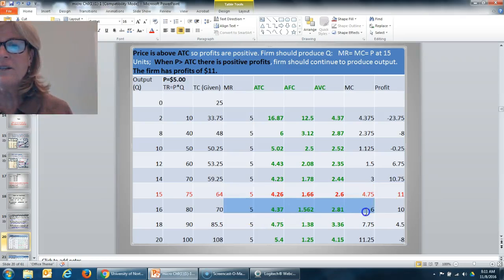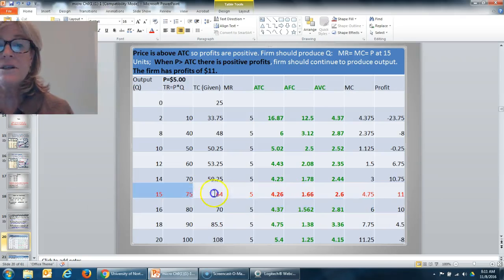Uh-oh, here we've gone too far. Marginal cost is greater than marginal revenue. We shouldn't produce 16. We should go back up. All right, so does everybody see that this is Q star? Good. At Q star, price is 5, and where is that relative to average total, average fixed, and average variable?